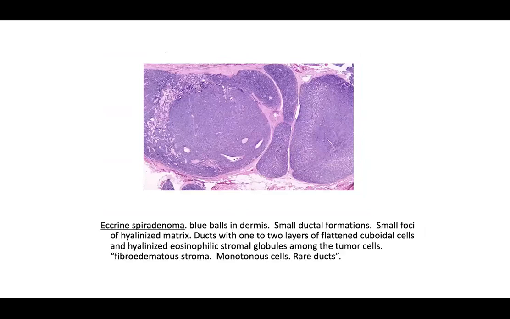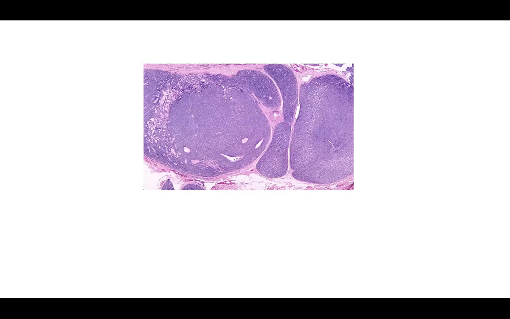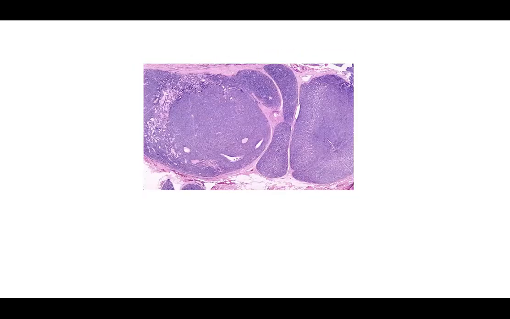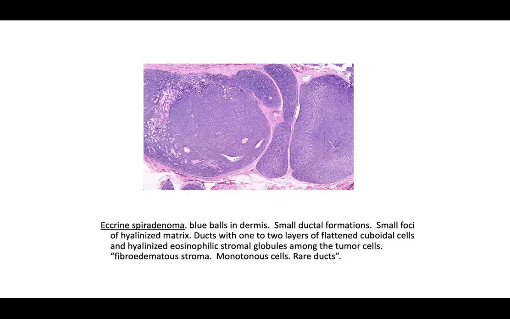This is the spiradenoma. So you've got big blue balls in the dermis. If you go on certain areas of this, you can see areas that look like a cylindroma. So they are related, but for purposes of testing, they should show you either the puzzle piece image or the big blue ball image so you can separate out between a cylindroma and a spiradenoma.